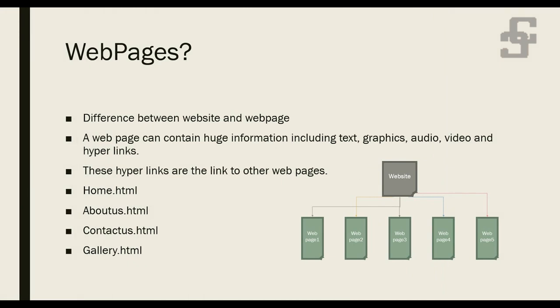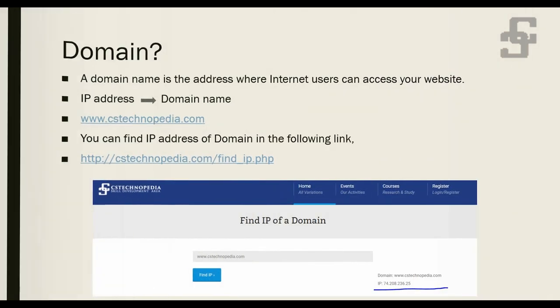Then the web page. Simply, a website is a combination of web pages. There is a difference between a website and a web page. A website won't be alone; the combination of web pages will form a website. A web page contains text, graphics, audios, videos, hyperlinks and all. For example, if you are opening a website, you will see many web pages, I mean home.html, aboutus.html, gallery.html, or php or python or asp, whatever the language, but the basic is HTML. I just gave that example.